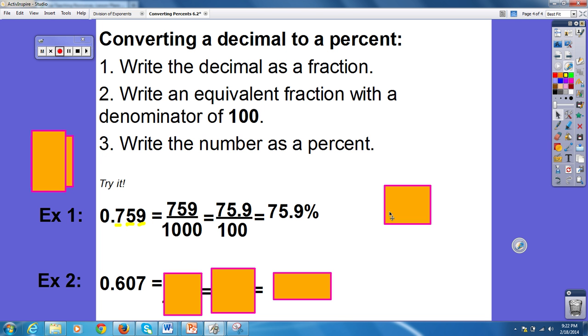I want you to try the second example on your own. Convert 0.607 into a percent. Press pause while you work.